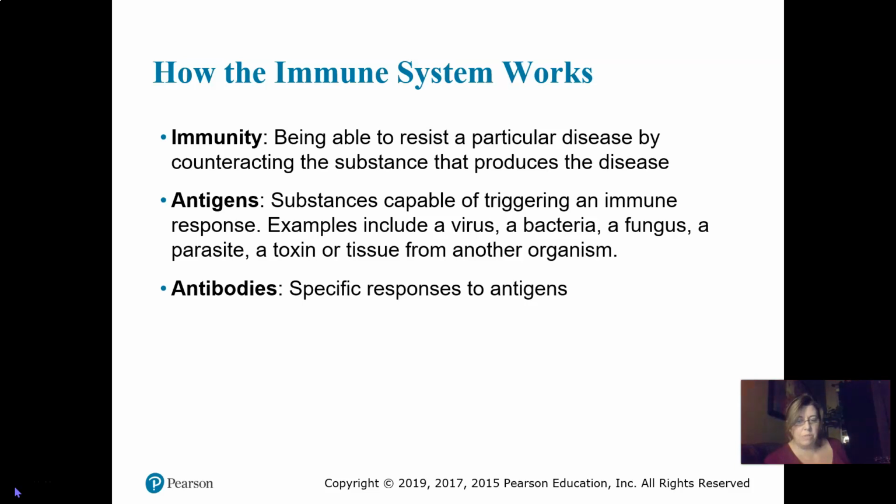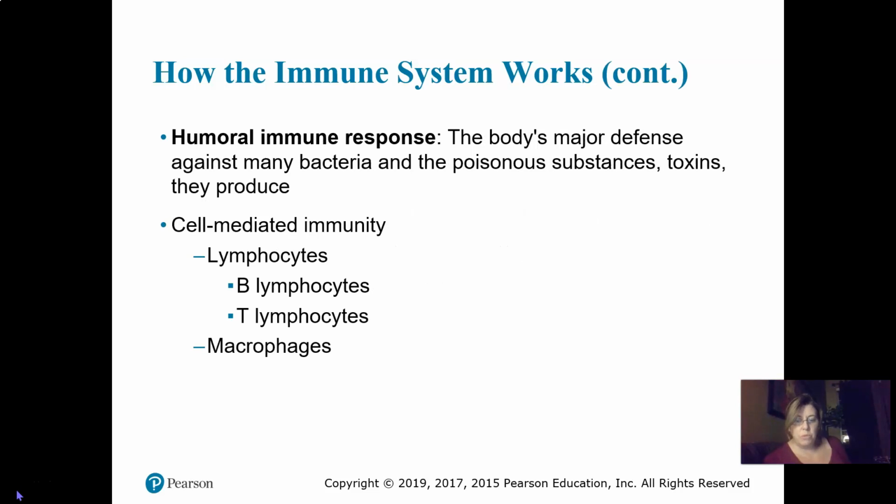Immunity is a condition of being able to resist a particular disease by counteracting the substance that produces the disease. Any substance capable of triggering an immune response is called an antigen. The body's response to an antigen is the formation of antibodies. Humoral immunity is the body's major defense against many bacteria and the poisonous substances called toxins that they produce.